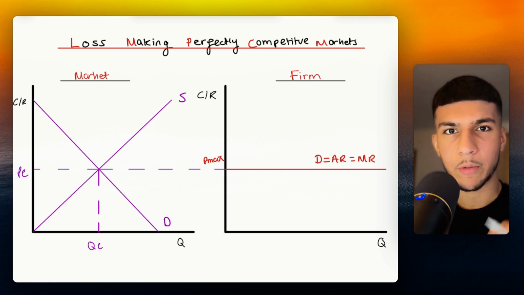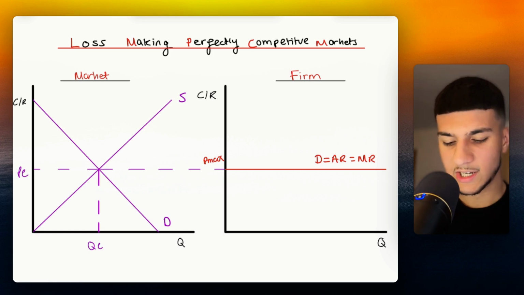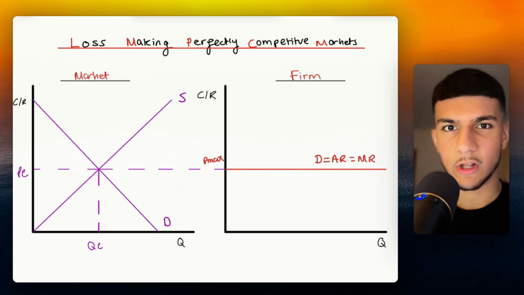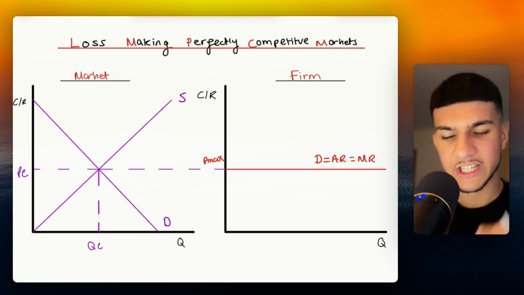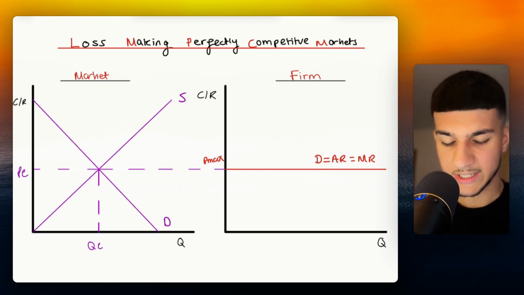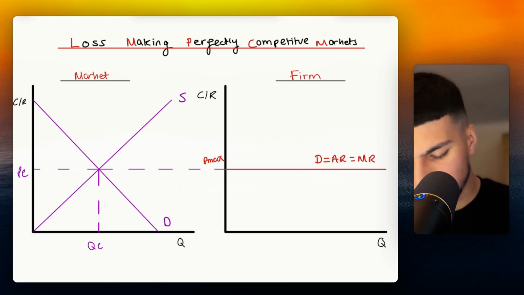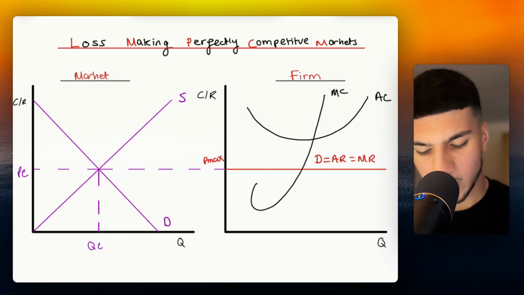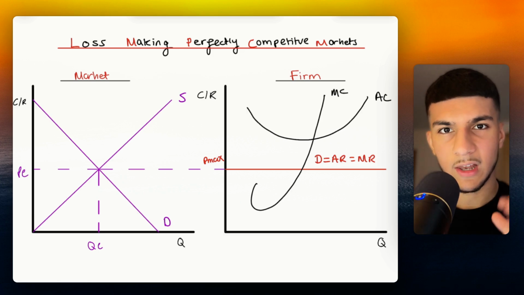Loss-making perfectly competitive markets. Now, let's start with the diagram. Where does the average cost curve have to be for this perfectly competitive market to make a loss? Simply, it just has to be above the D equals AR equals MR curve, so it looks something like this. So AC, and now of course let's add our MC curve, so just something like that. So now, this firm would be making a loss.